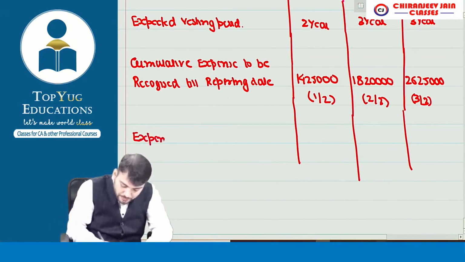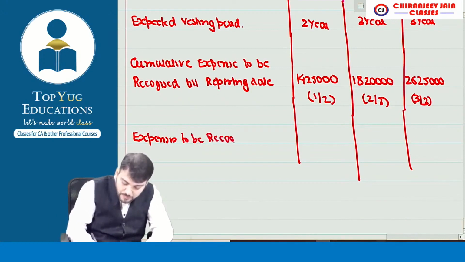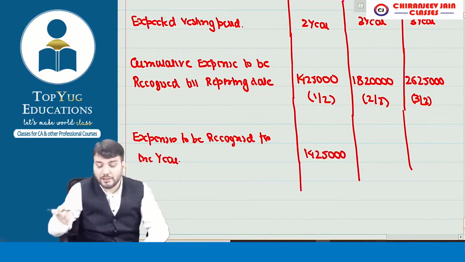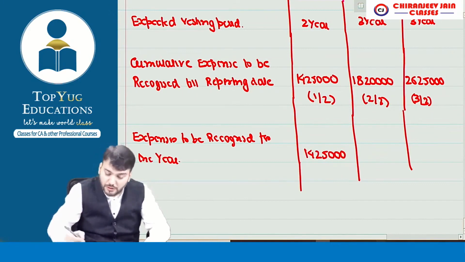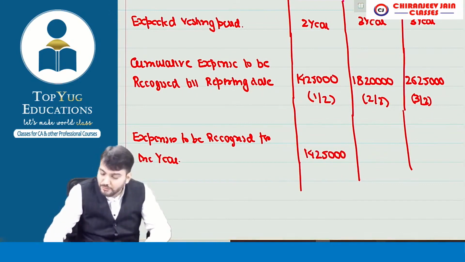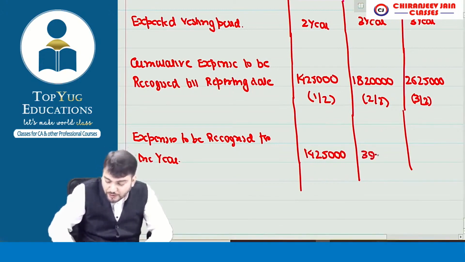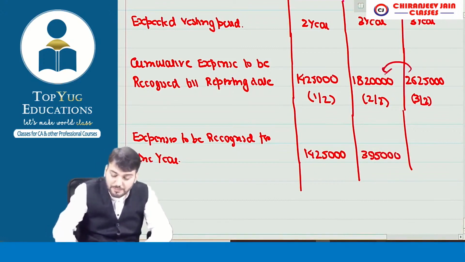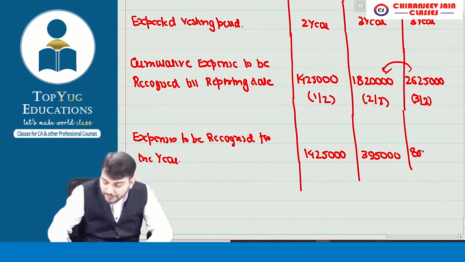Expense to be recognized for the year. So first year it will be 14 lakh 25,000 only. Second year it will be 18 lakh 20,000 minus 14 lakh 25,000. Correct? So how much did it come? That is coming 3 lakh 95,000. And third year it is 26 lakh 25,000 minus this, so that will come 8 lakh 5,000.